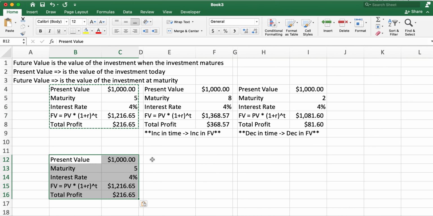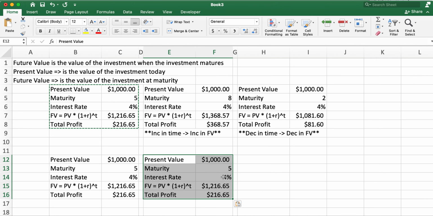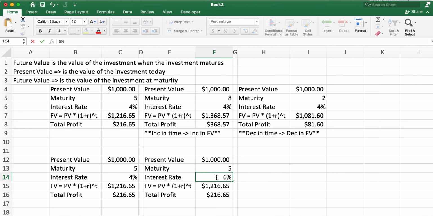Okay, now we're going to do this again. We'll start with our base and tinker with the interest rate. So let's increase our interest rate. As opposed to 4%, let's make this 6%. And we should expect to see our total profit go up. And it does. Yay! So we're going to say an increase in rate leads to an increase in future value.